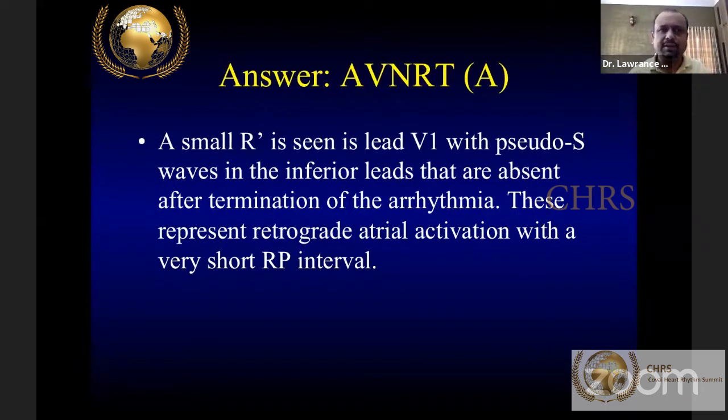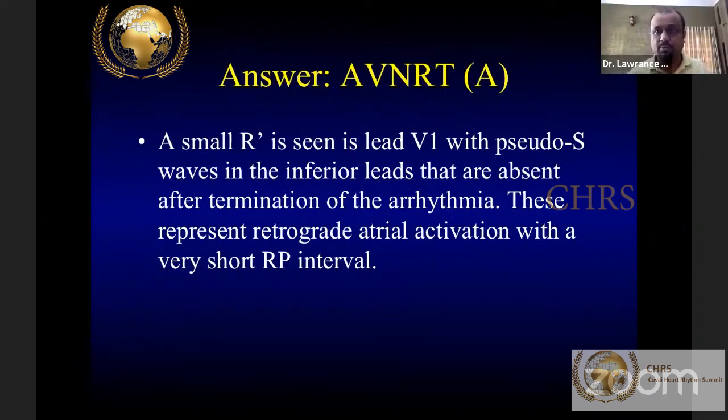With AV nodal reentry, I've taken this patient for a radiofrequency ablation for curing the arrhythmia, but I'm not able to induce the arrhythmia inside the lab. What we usually do in a radiofrequency ablation is take the patient inside the lab, induce the arrhythmia, map the arrhythmia, and ablate the arrhythmia.